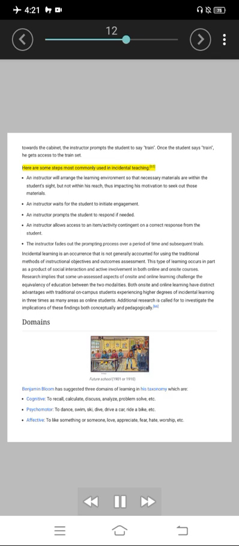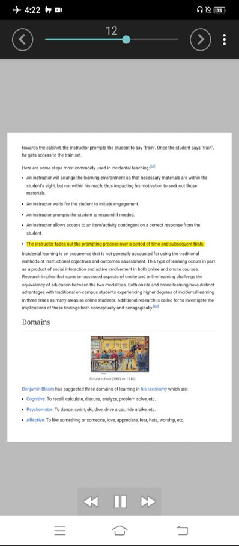65. An instructor will arrange the learning environment so that necessary materials are within the student's sight, but not within his reach, thus impacting his motivation to seek out those materials. An instructor waits for the student to initiate engagement. An instructor prompts the student to respond if needed. An instructor allows access to an item or activity contingent on a correct response from the student. The instructor fades out the prompting process over a period of time and subsequent trials.